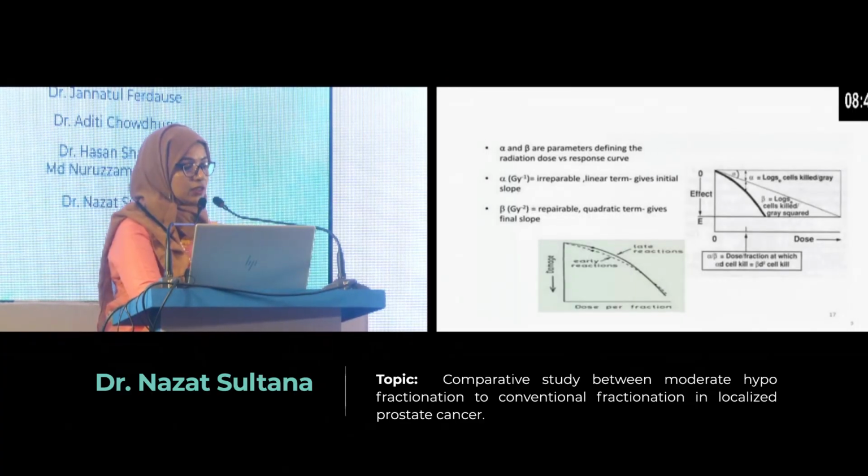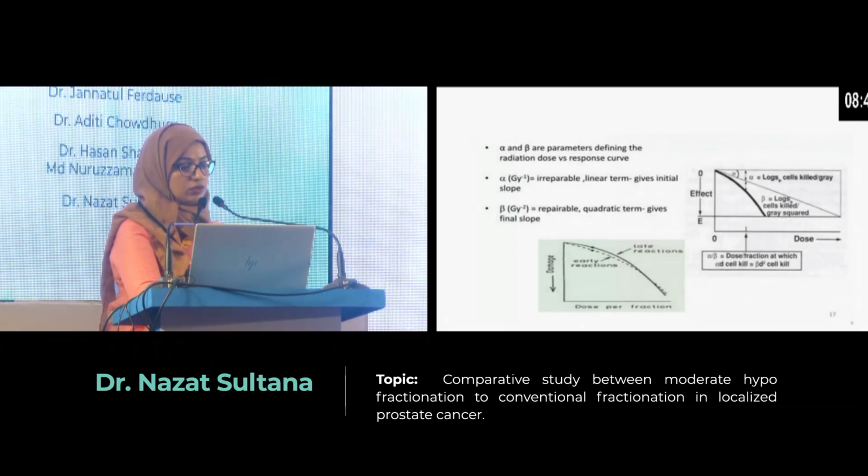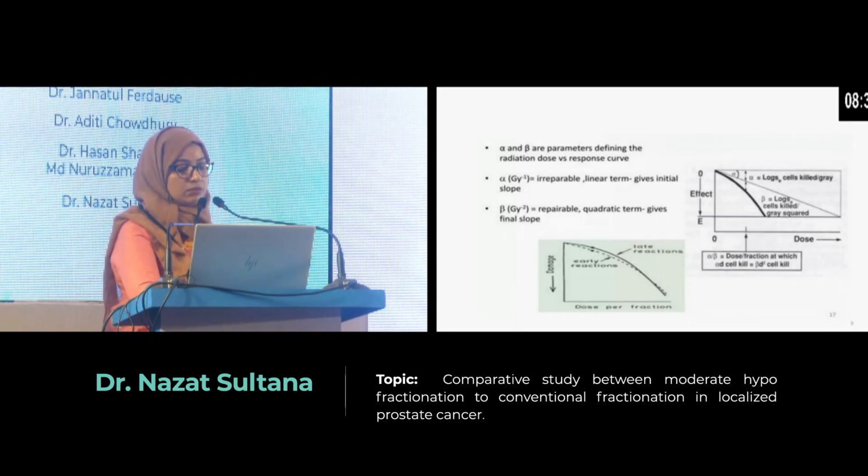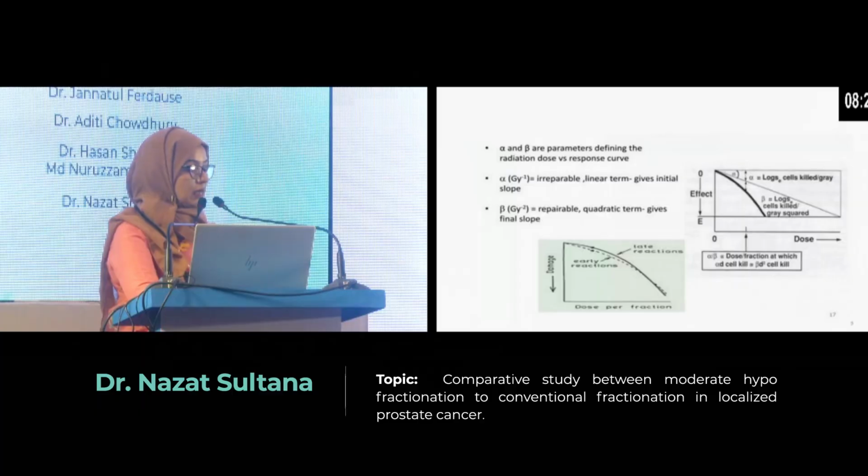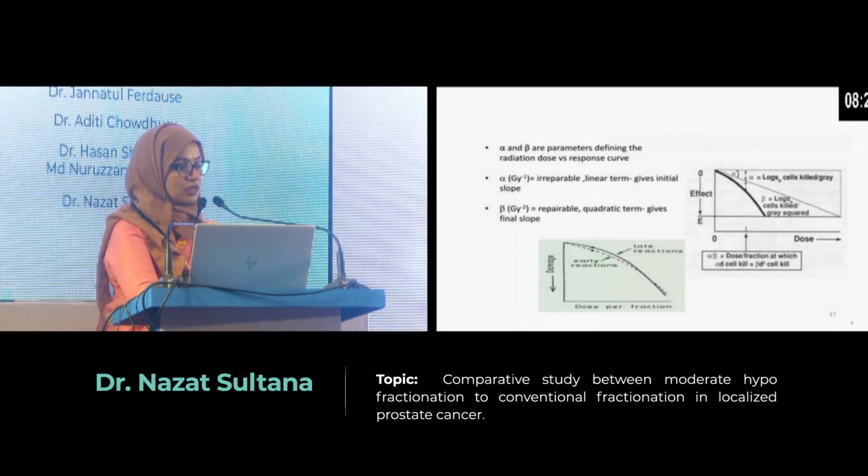Now, the LQ model has two parameters, alpha and beta, which define the radiation dose versus response curve. The alpha beta value expresses the curvature of the model and also the relation between the tumor and the normal tissue. Tumors with a low alpha beta value are usually resistant to low dose, and the alpha beta ratio of prostate is from 0.4 to 4.47. So this low alpha beta ratio is relatively sensitive to high fraction size.